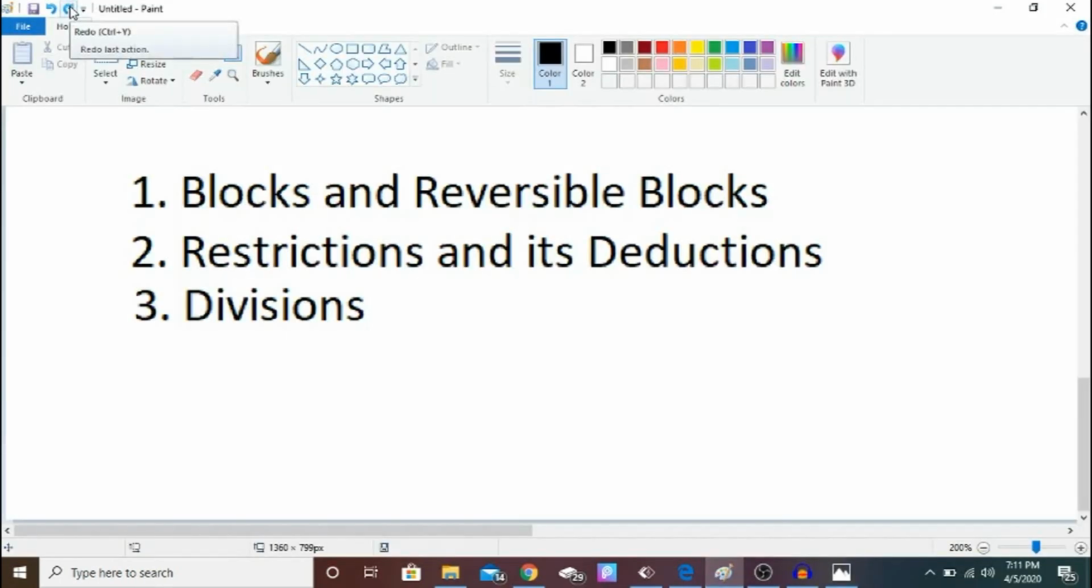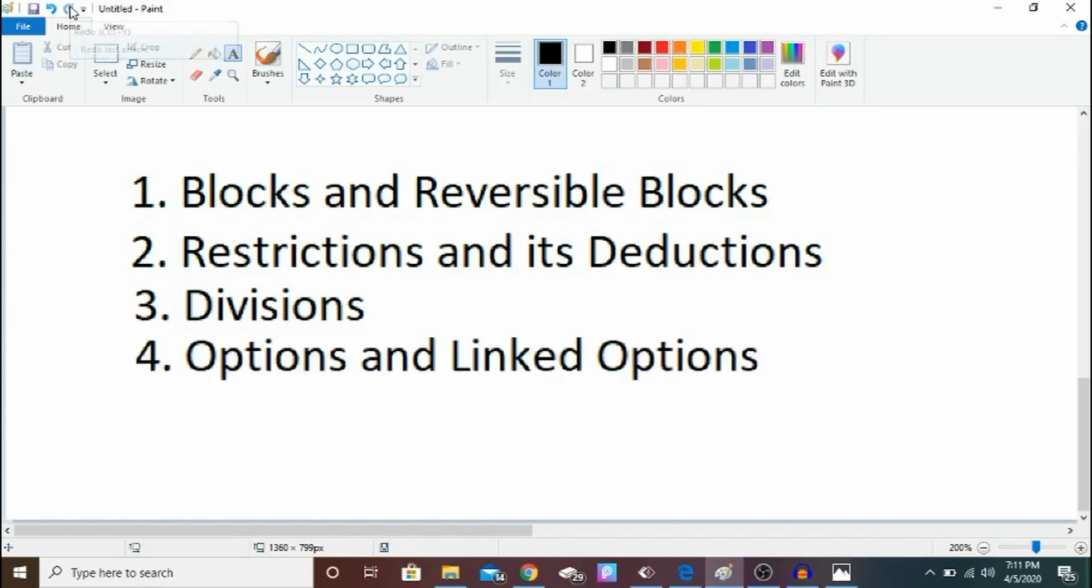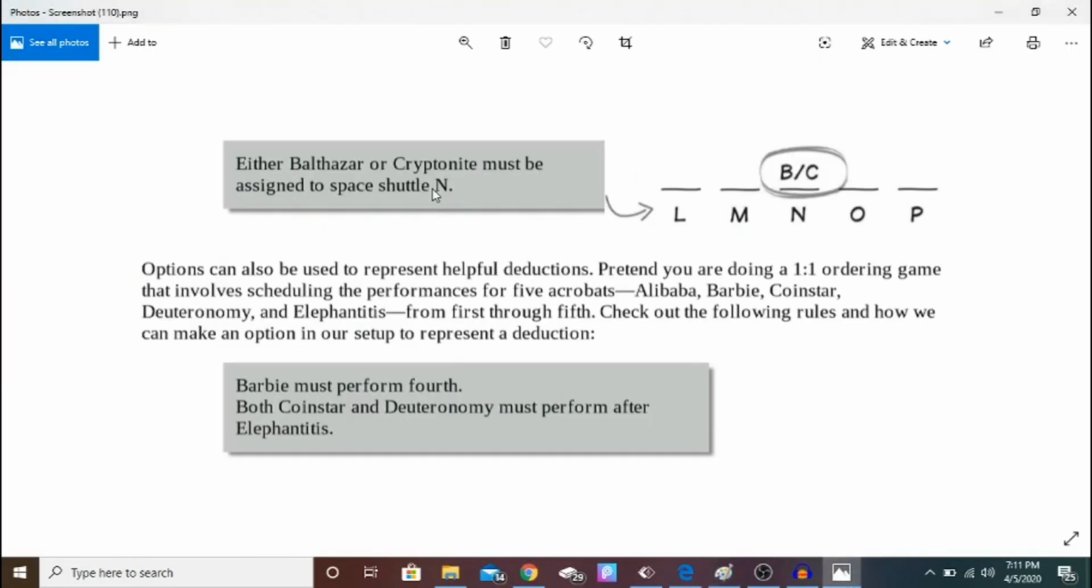The fourth ordering rule is options and linked options. You may have seen me write down an option in a previous example. Options is when certain slots are assigned to one or two players. For example, either Balthazar or Kryptonite must be assigned to Space Shuttle N. Since there are only these two possible options, it's important to write it directly on the slot as a visual reminder. Not only can you form these options from deductions, if anything, it will be more important.